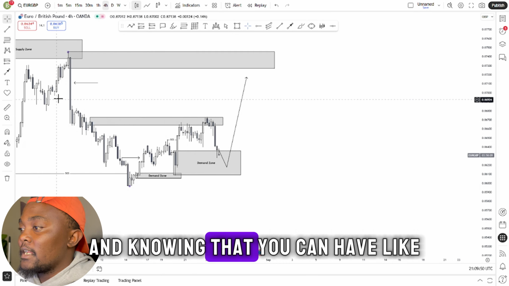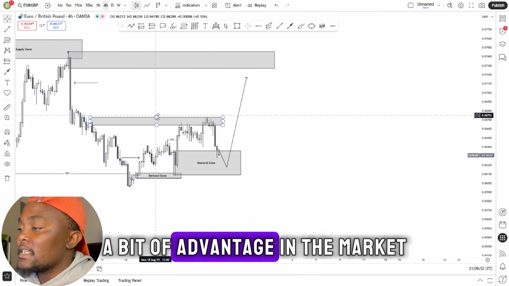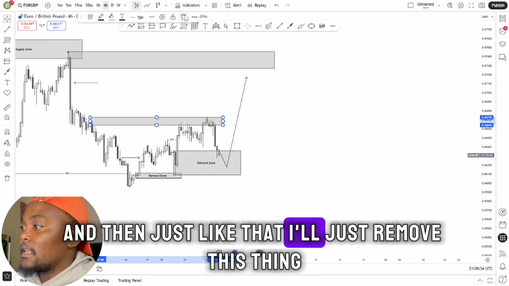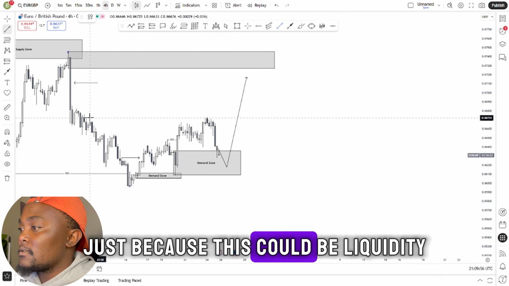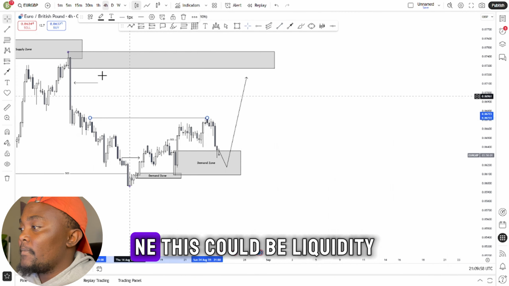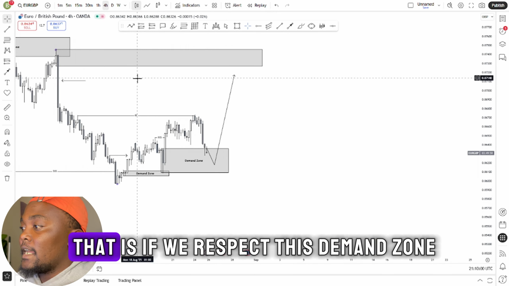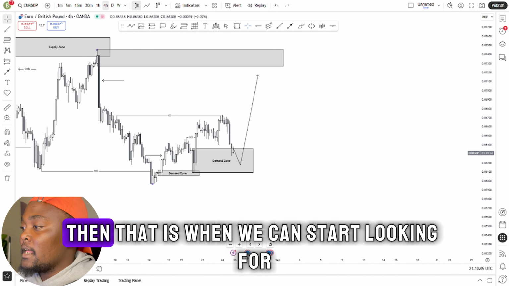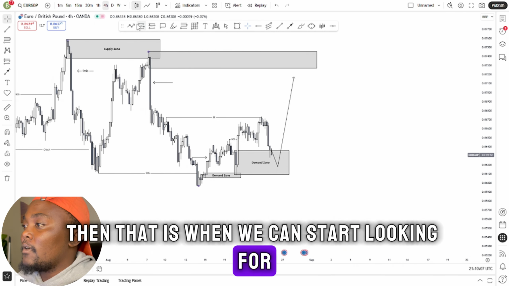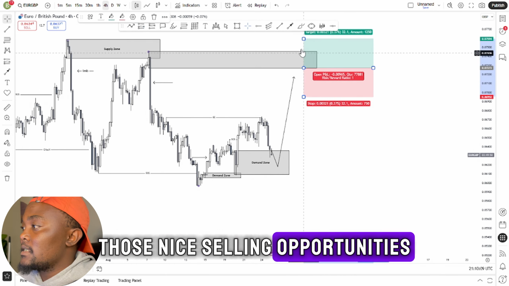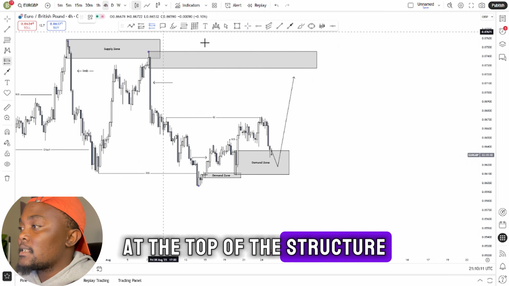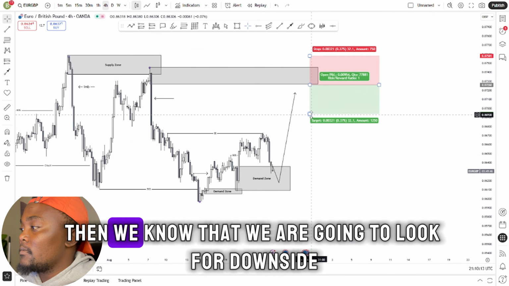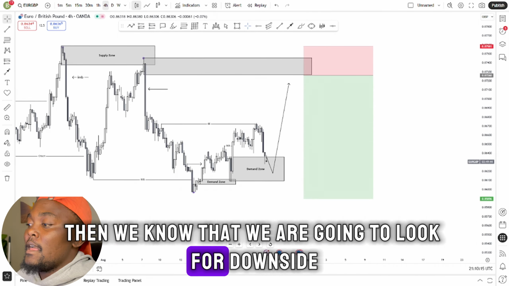Knowing that, you can have a bit of an advantage in the markets. And then just like that, I'll just remove this thing, because this could be liquidity. That is, if we respect this demand zone and continue to push up, then that is when we can start looking for those nice selling opportunities at the top of the structure, just like this. Then we know that we are going to look for downside.